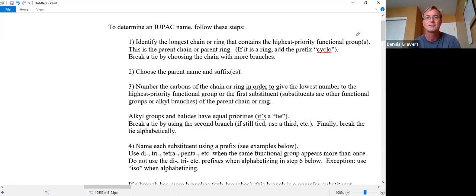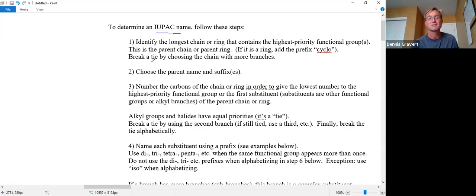Again, this handout, these rules are on Canvas. To identify or determine an IUPAC name, that's when you are assigning it, you have a structure and you have to name it. First thing you want to do is identify the longest chain or ring that contains that highest priority functional group. And that becomes your parent chain or ring. Okay, today we're not going to deal with rings, carbon-carbon chains that actually attach end-to-end to make a ring. Yeah, those molecules exist. We'll learn how to name them later.